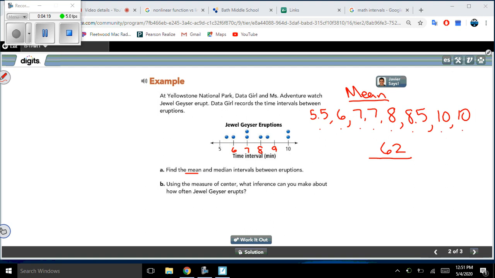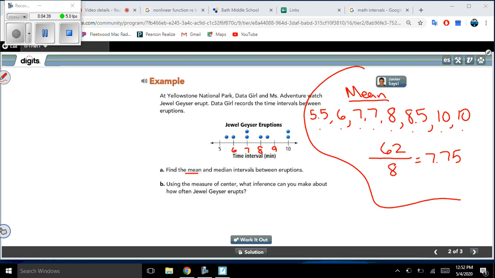You can also look on the graph and see 2, 4, 6, 8 that you have 8. So 62 divided by 8 is going to be 7.75. So the mean is 7.75. Okay, 7.75 is the mean.